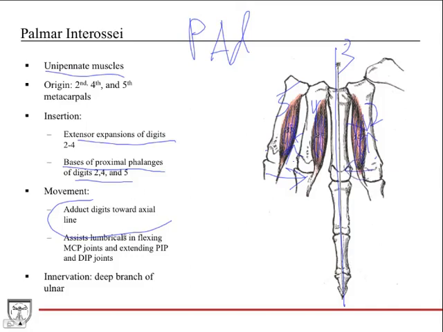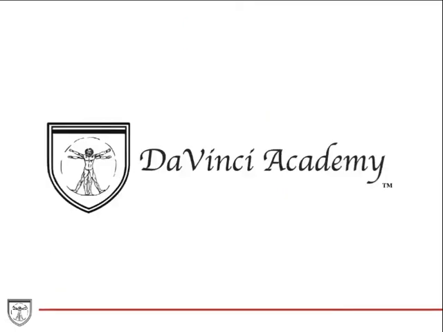Now, again, since they insert onto that extensor expansion and they also cross the MCP joint, just like the dorsal interossei and the lumbricals, they also assist the lumbricals in MCP joint flexion and extension of the PIP and DIP joints. And since it's the deep branch of the ulnar nerve, if you have an ulnar nerve injury, it can affect these muscles as well as the third and fourth lumbricals, and then your dorsal interossei. So you'll have very weak movements of flexion at the MCP and extension at the PIP and DIP joints. All right, and that concludes our discussion of the hand muscles.